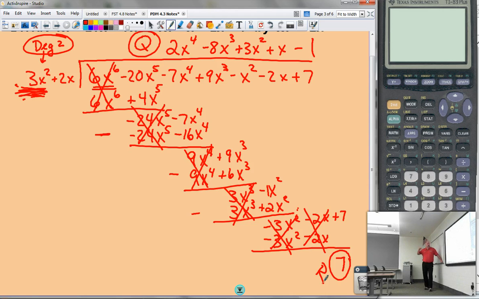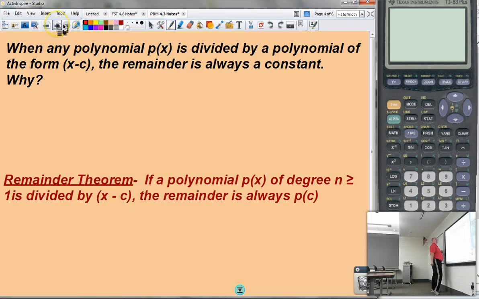Okay? Now some of you sitting in here may recall something called synthetic division. We're not going to be touching upon it here, but you can't do synthetic division unless you have a linear divisor, and 3x squared plus 2x is not linear. Okay, so now we move on to some other things.